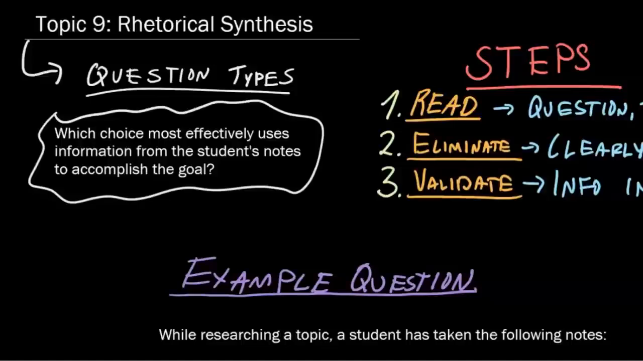Anytime they ask you a question like this, it's going to say, which choice most effectively uses info from the student's notes to accomplish the goal? This seems a little bit weird at first because this has never been a question that was asked in the paper SAT, digital only pretty much, but it's pretty simple.